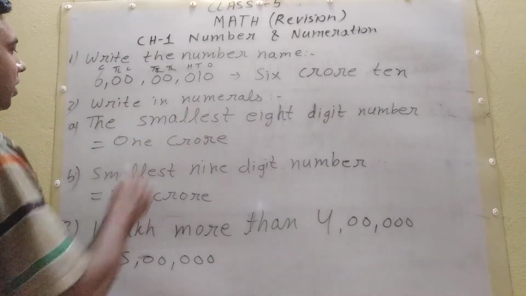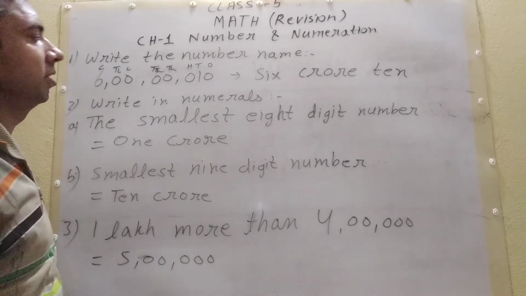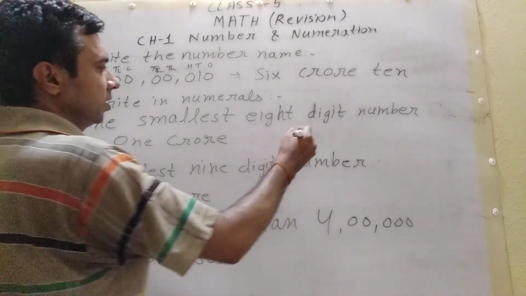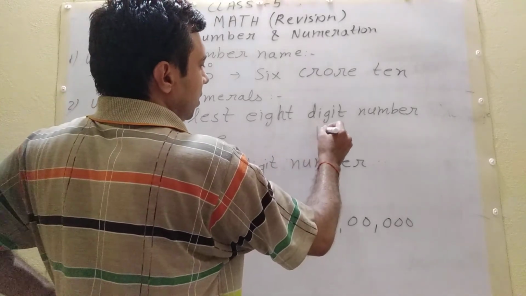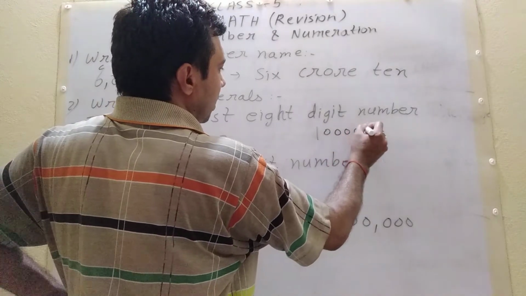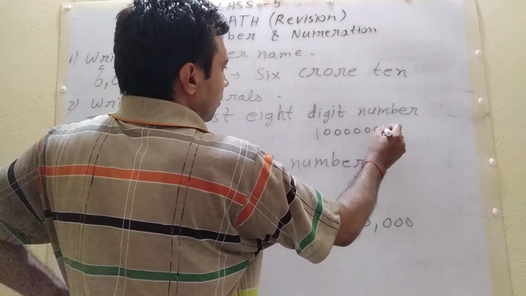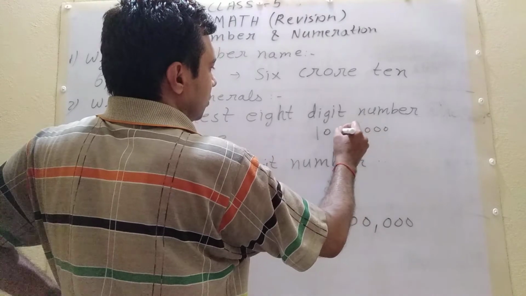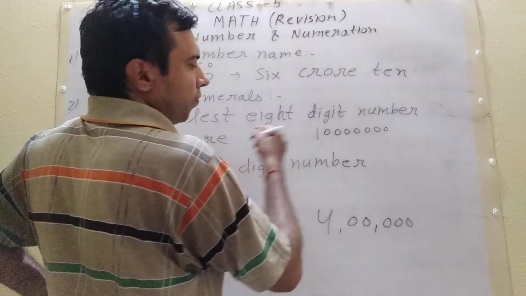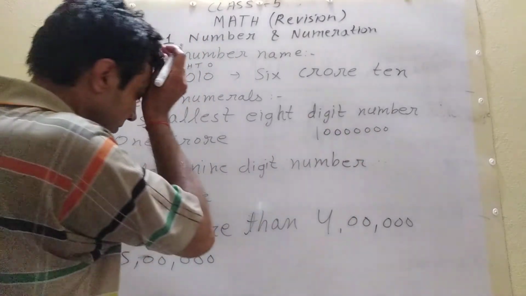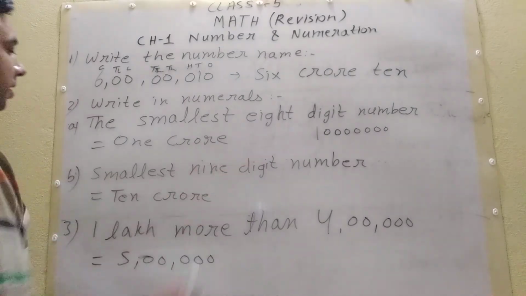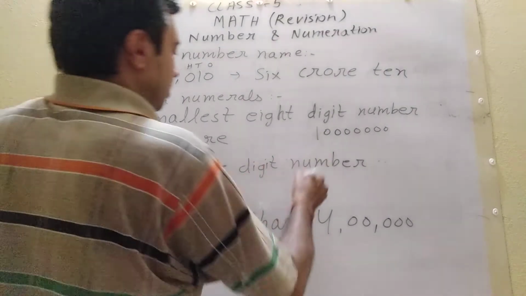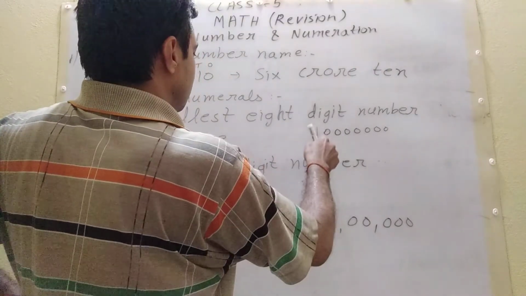Write in numerals the smallest 8-digit number. The smallest 8-digit number. 1, 2, 3, 4, 5, 6, 7, 8. Ones, tens, 100, 1,000, 10,000, lakh, 10 lakh, crore. 1 crore.